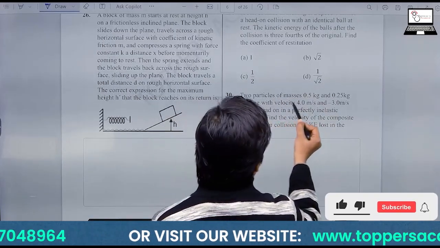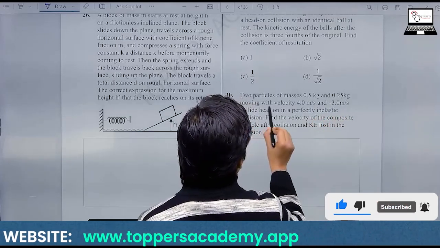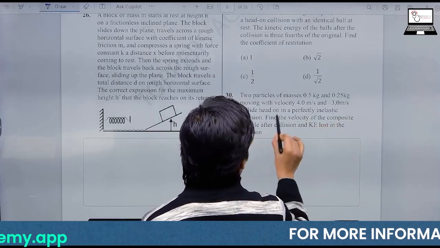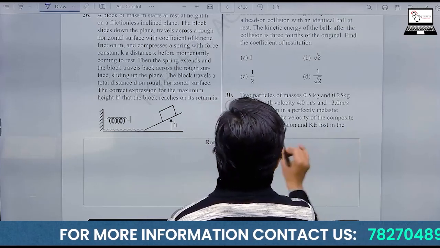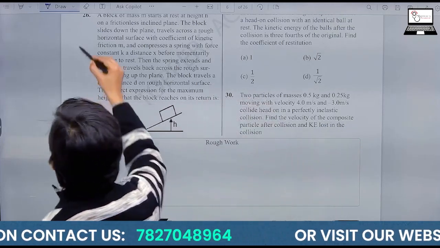Two particles of masses 0.5 kilogram and 0.25 kilogram, moving with velocities 4 meter per second and minus 3 meter per second, collide head-on in a perfectly inelastic collision. Find the velocity of the composite particle after collision and the kinetic energy lost in the collision.